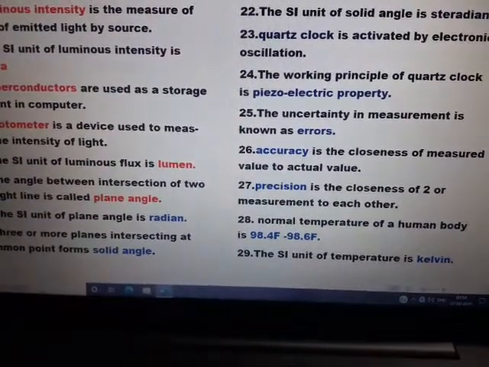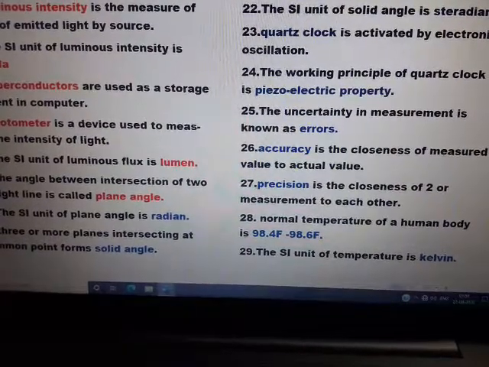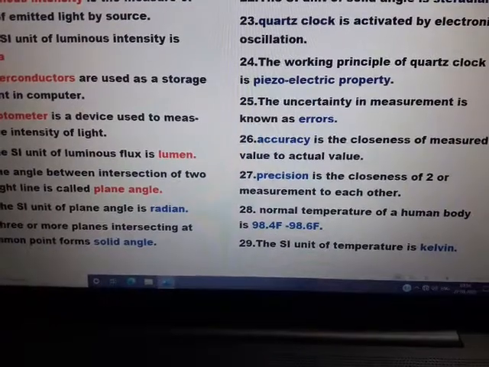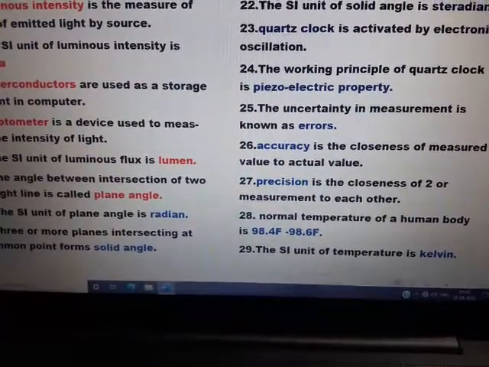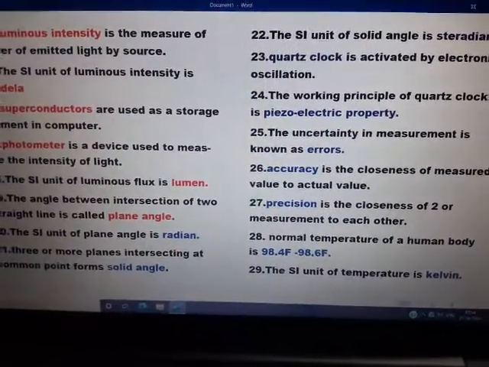Normal temperature of a human body is what? 98.4 degree Fahrenheit to 98.6 Fahrenheit. Next question, the SI unit of temperature is known as Kelvin. It is usually represented by K.